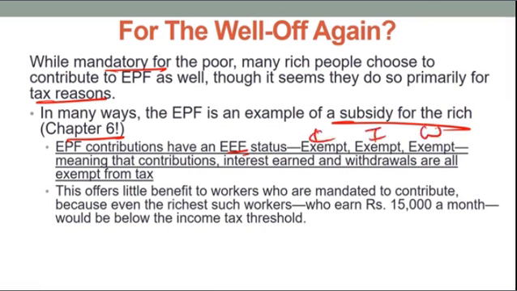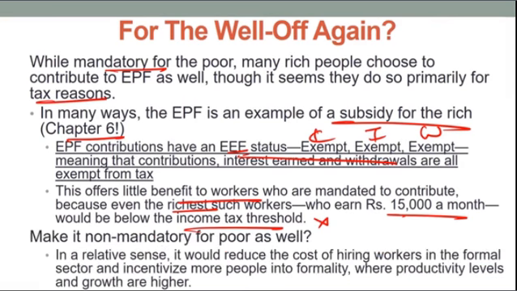Now, does this really benefit the poor workers who are mandated to contribute? If you think about it, it doesn't benefit them, because even those who earn like 15,000 a month are below the income tax threshold. We have an income tax threshold only above which tax even comes. So for them, even if you exempt it or not exempt it, it doesn't matter, because they're below the income tax threshold. They are at the lowest rung of the income tax. It benefits the richer component who are above the income tax threshold, and they will invest in EPF to save tax, whereas the poor people are not benefiting from EPF.